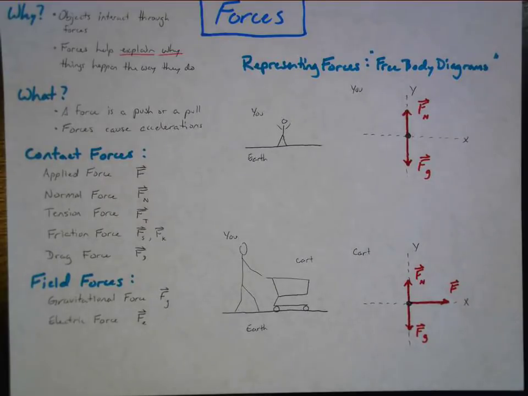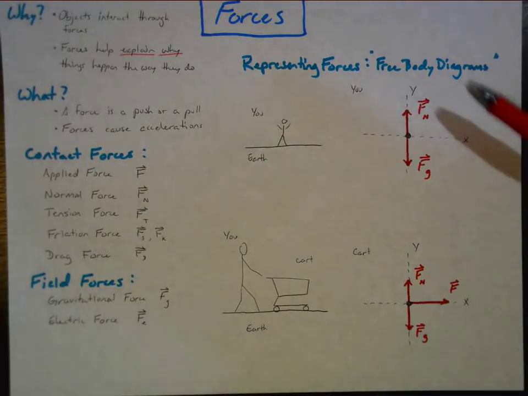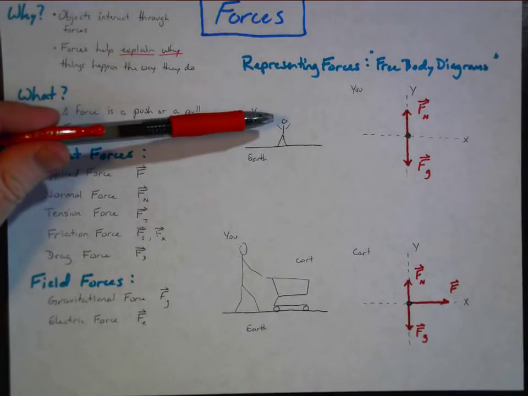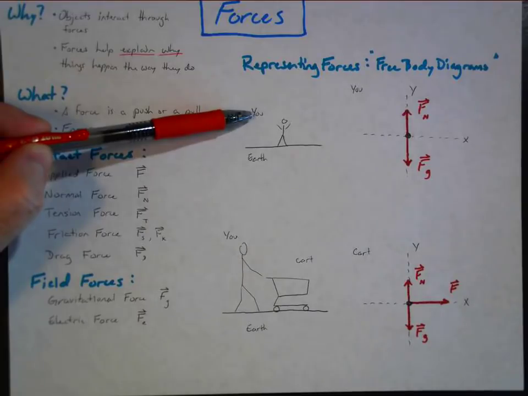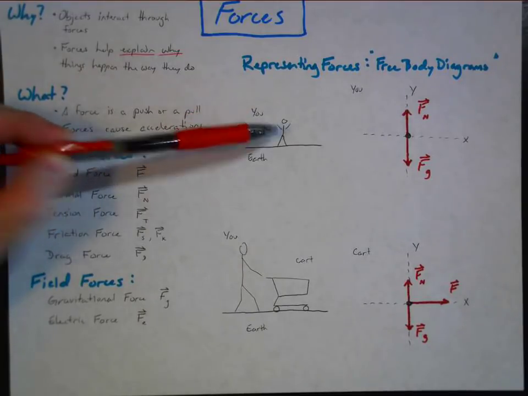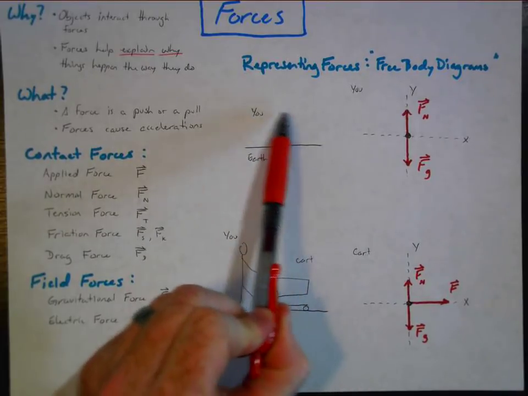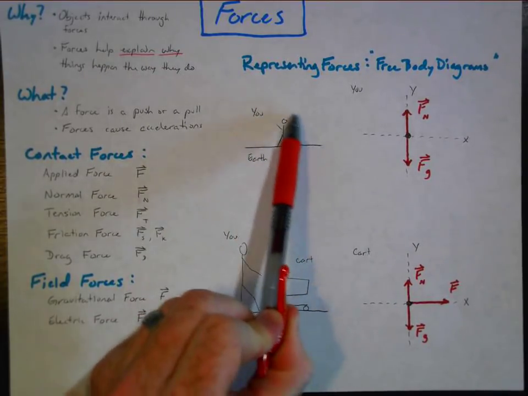Okay. So now, to wrap this up, how do we represent forces? What we do is we draw what's called a free body diagram. So here's the deal. Let's say you are standing on the Earth. You're just standing on the ground. And we're going to represent the forces acting on you while you stand there. So what we do first is we isolate the object we're concerned with. We're concerned with you. You're the object.